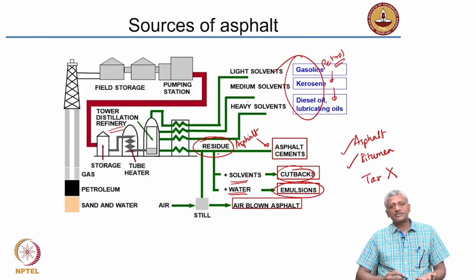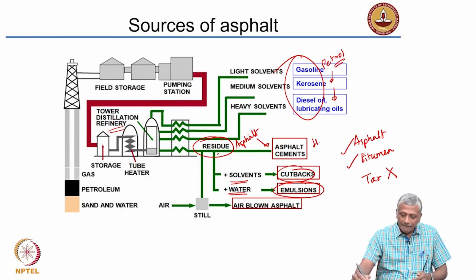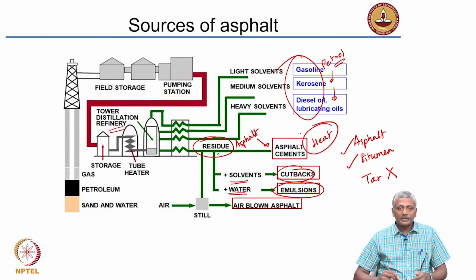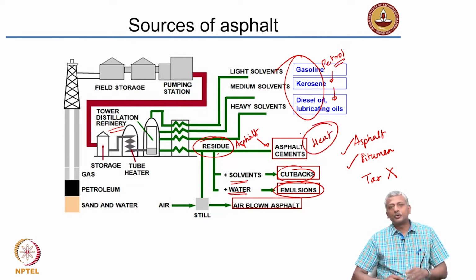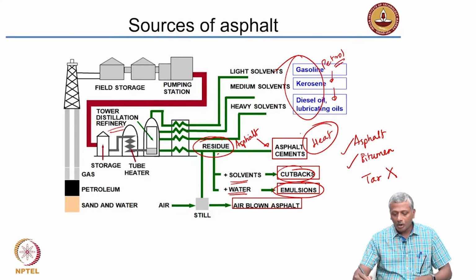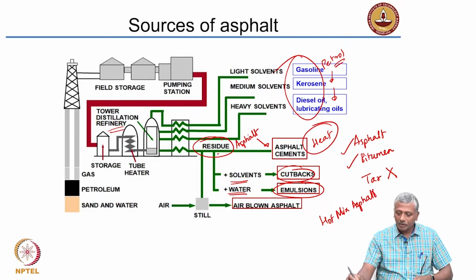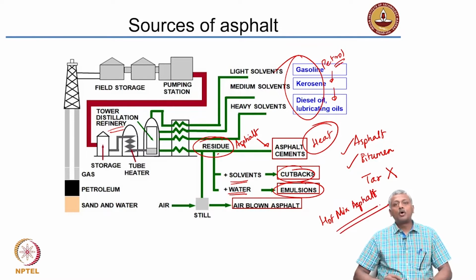But the most common strategy is to heat the asphalt, and that is what you see most of our roadway construction with, is with hot mix asphalt. Hot mix asphalt, that is what we call it, hot mix asphalt or warm or hot bitumen.